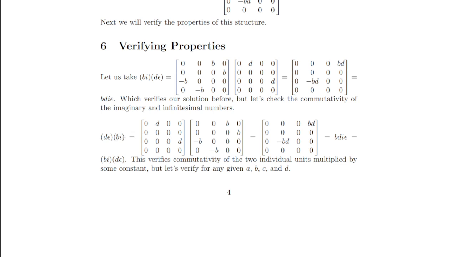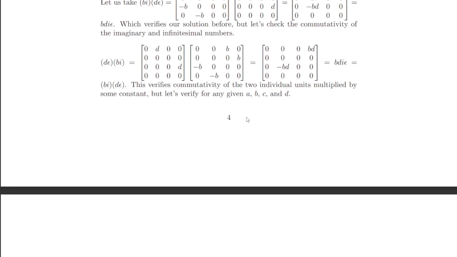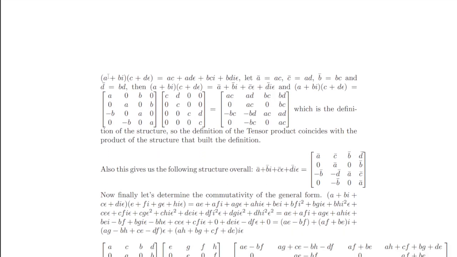But we notice that BD epsilon I gives us the exact same matrix as BDI epsilon. So those two commute. The I and the epsilon commute when they're by themselves. Let's look into the entire thing given any A, B, C, and D. So A plus BI times C plus D epsilon equals this thing right here: AC plus AD epsilon plus BCI plus BDI epsilon.